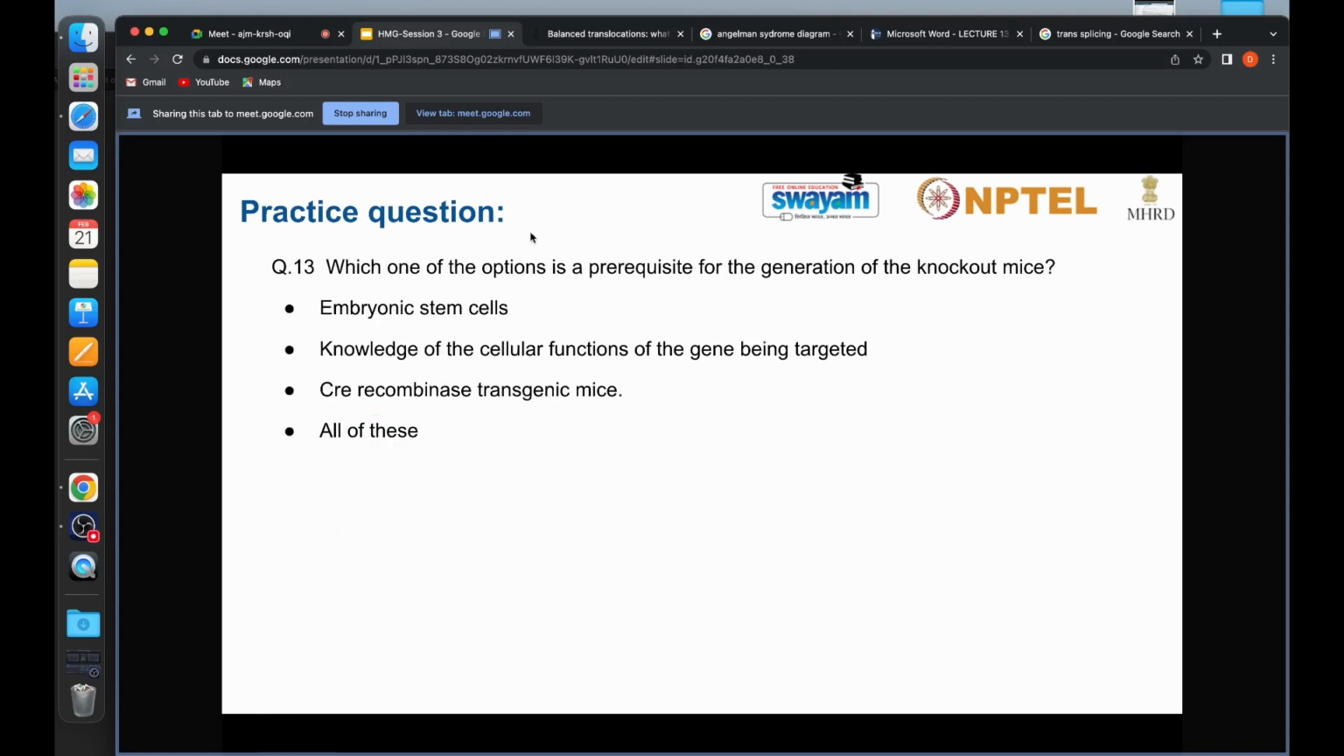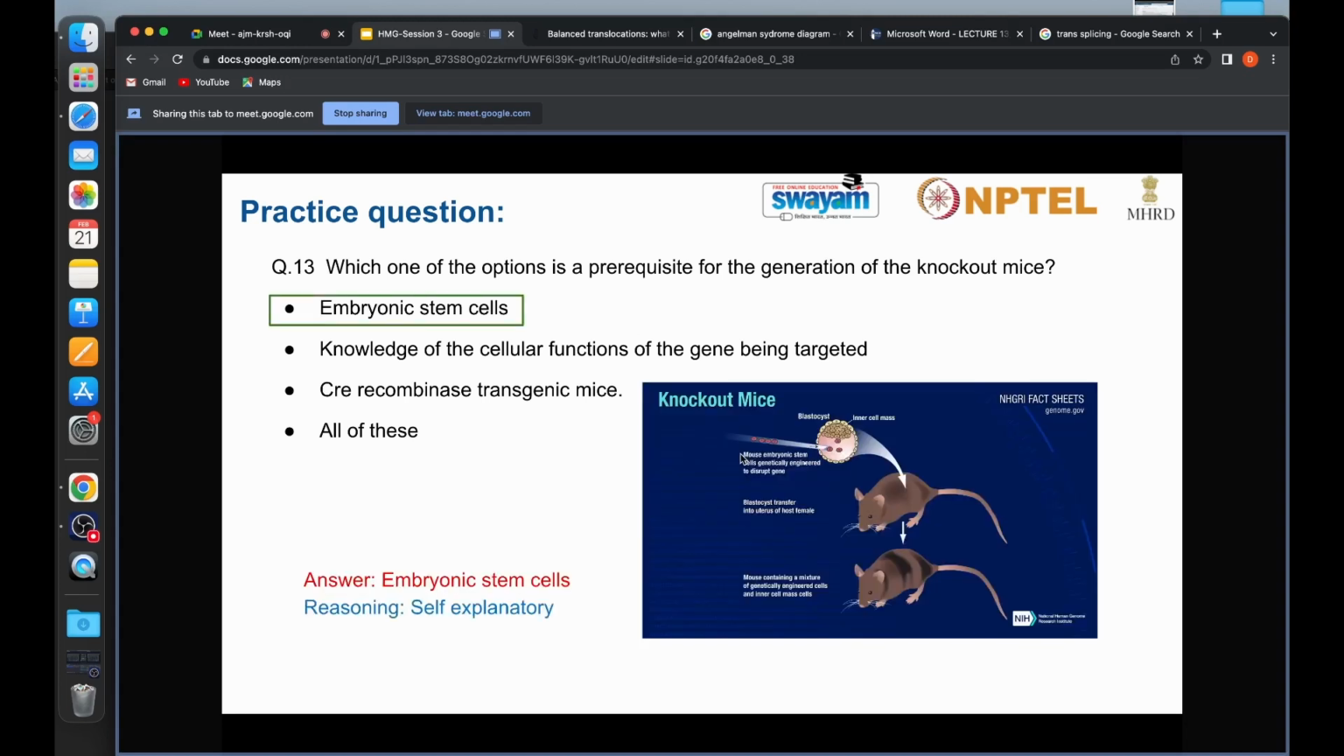Then we talked about knockout mice, and what is the prerequisite for generating a knockout mouse. Its correct answer was embryonic stem cells; that is why we require embryonic stem cells and not pre-recombinant transgenic mice, or knowledge of the cellular functions of the gene being targeted. So what happens in knockout mice? From the blastocyst, these mouse embryonic stem cells are collected, and they are engineered to disrupt the gene.